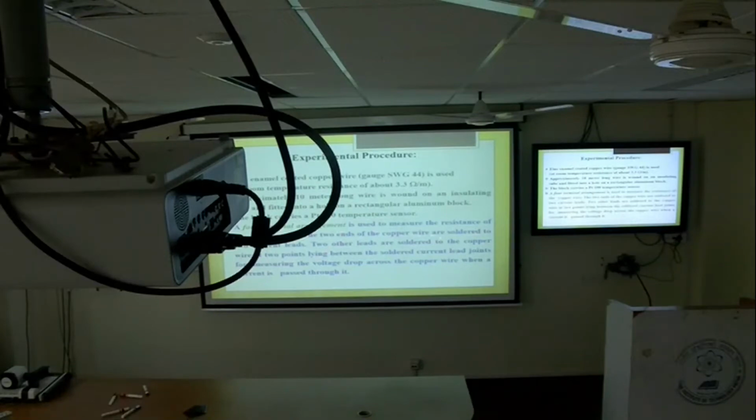Two ends of the copper, as I explained just 2-3 minutes before. These two ends of the copper wire are soldered at the edges as current leads, and two others are soldered to the copper wire at 2 points, just apart from those connected at the current points. These soldered joints are used to find the voltage drop across the copper wire. As you pass the current, of course it will drop some value. That value must be noted down, and we have an attachment of two separate wires taken out.